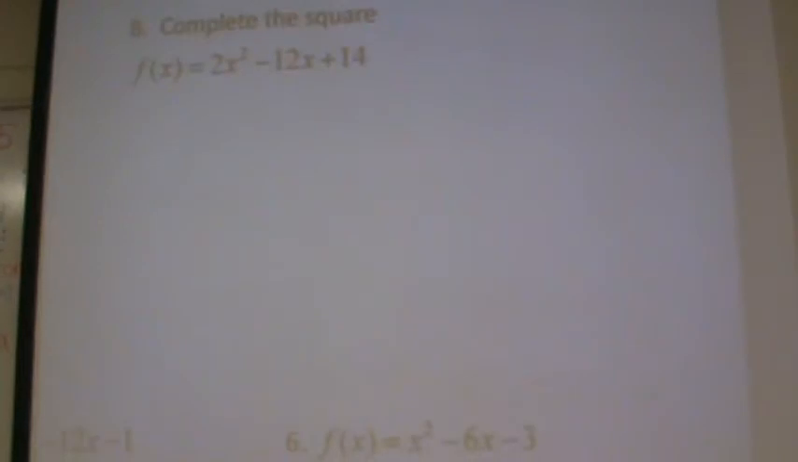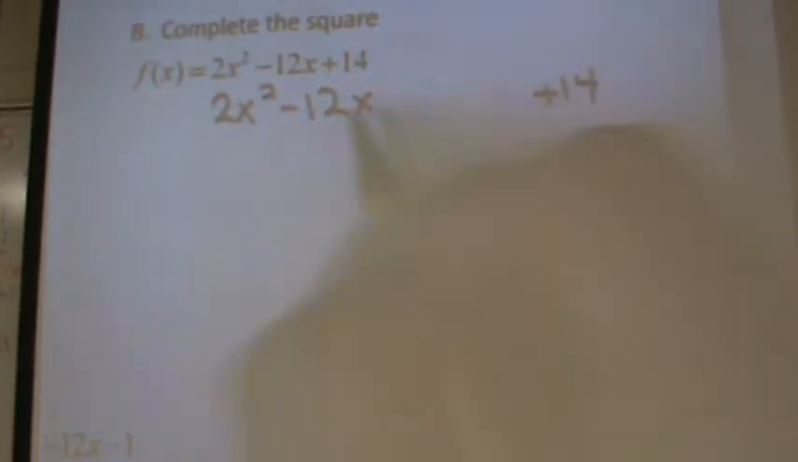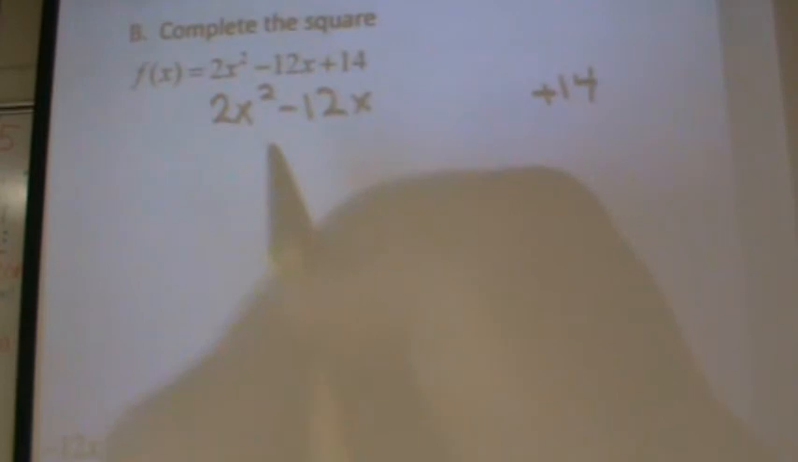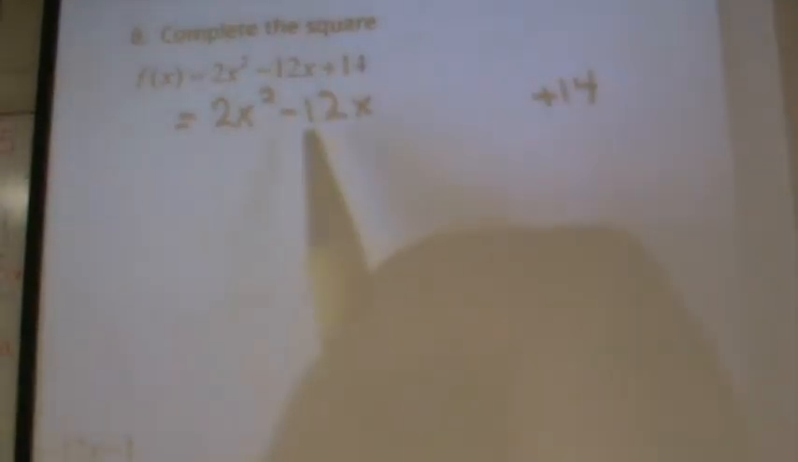Now, I want to practice completing the square with this one. See if you can do it on your own. Can someone help me out here? What should I first do? Say it. Bring the 14 over, just move it over. Good job. Just don't touch it. I see a lot of you guys dividing this by 2. No, don't do that. Now, take 2 out of what? Just these 2.